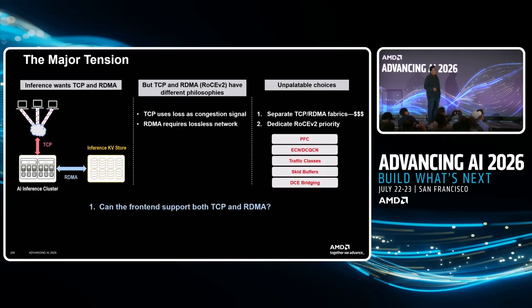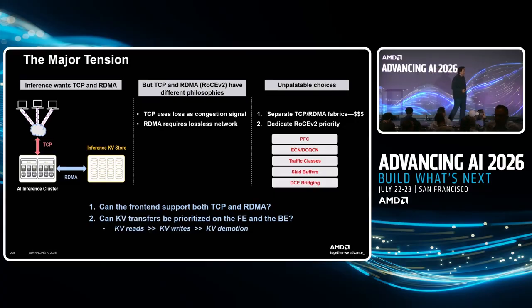So the question for us is there are two. First is, can we make the front end support both TCP and RDMA? And you see the answer is yes, okay, based on some things we've done. And the second is, can KV transfers be prioritized? So I want to prioritize KV reads. KV read is when a GPU is saying, I want to get KV. Decode node, if it's disaggregated, says, I want to get KV. Or the prefill node says, I want to get KV from the store. And that's a KV read, and you don't want to slow that down because the GPU is going to idle.